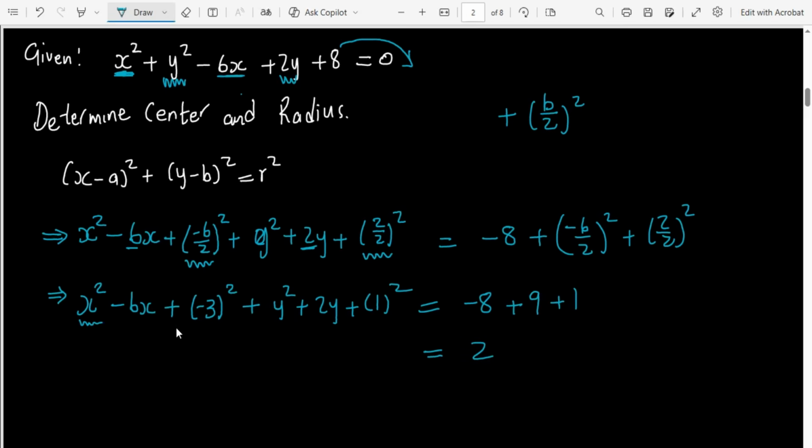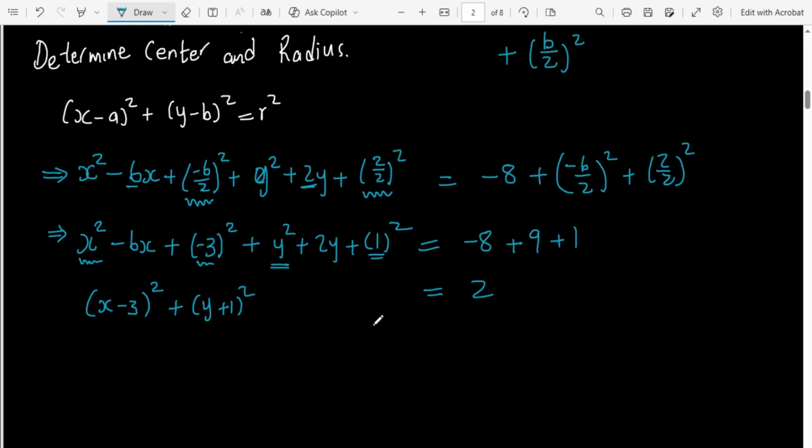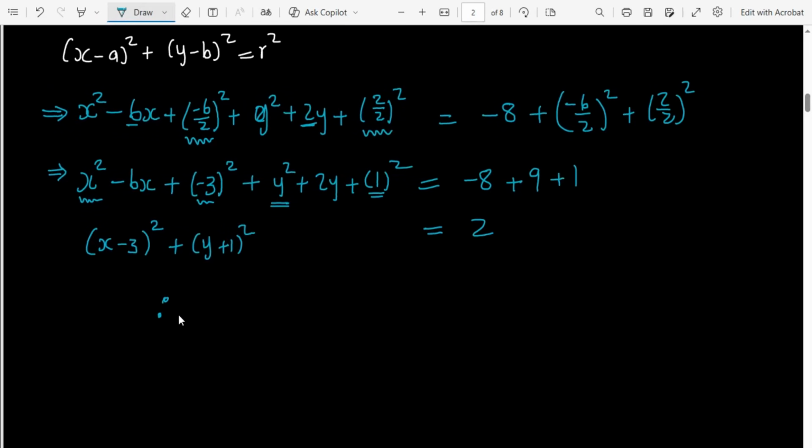Remember, the x and the -3, both of them are squared. We can just take the x and the -3 inside the bracket and everything squared. We apply the same on this side. Both the y squared and the 1 are squared, so we can write this in the form of (y plus 1), everything squared, and this is equal to 2. Therefore the equation of the circle will be (x minus 3) squared plus (y plus 1) squared equals 2.